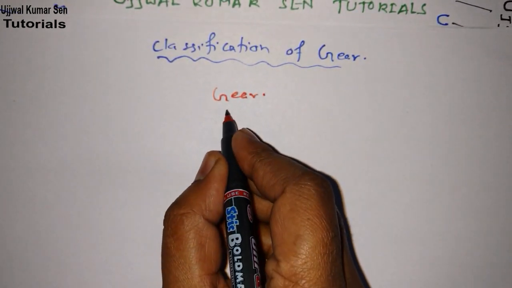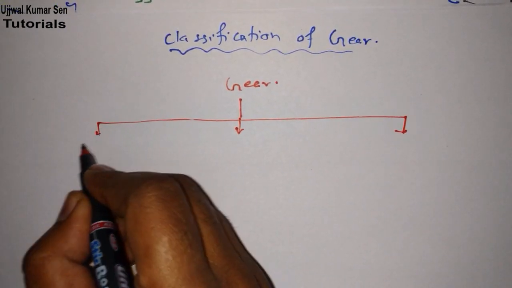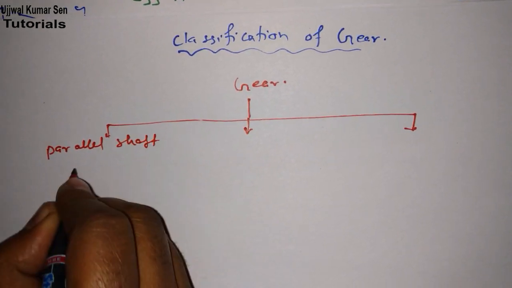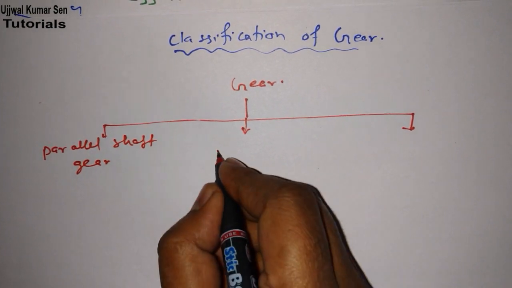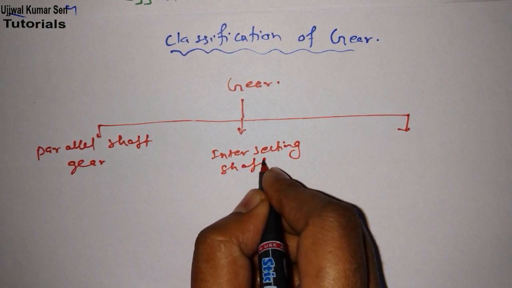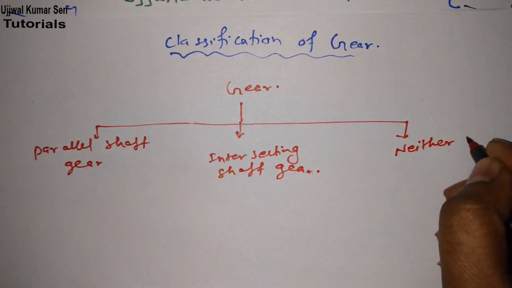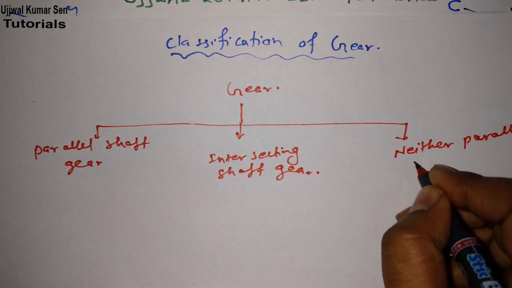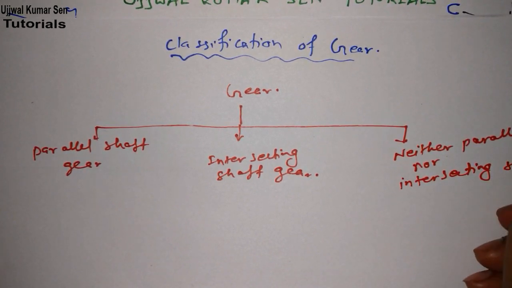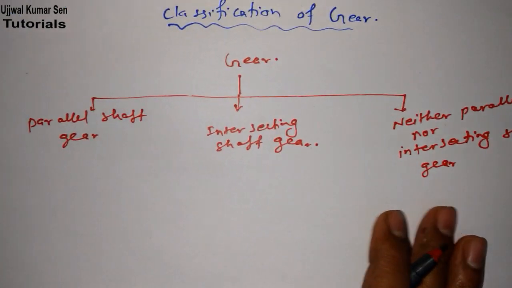Gear. Broadly, there are 3 types of gear. What are these? First, parallel shaft gear. Second is intersecting shaft gear, and third one is neither parallel nor intersecting shaft gear. So these are the 3 types of gear, broadly.